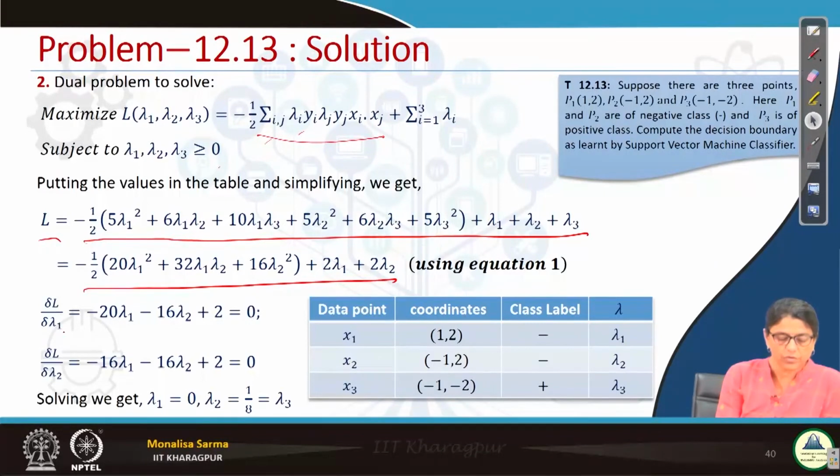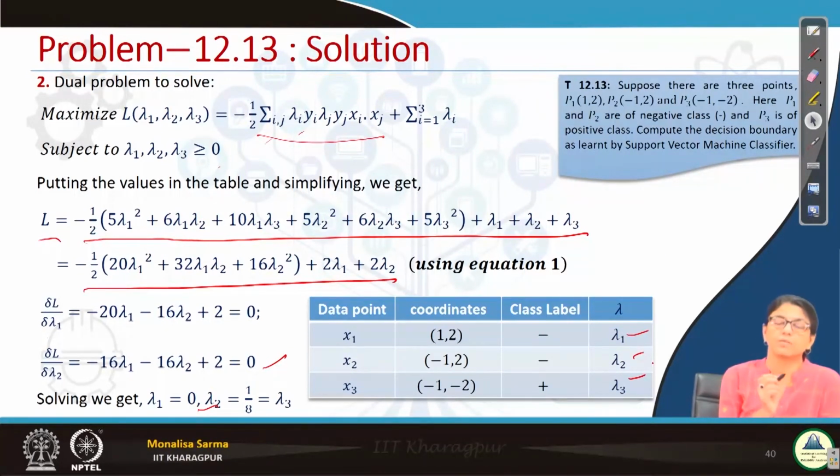Now I found the constraint: differentiation of L by del of lambda 1 and by del of lambda 2. We found these different values. So solving, we got the lambda values. Lambda 1 is 0, lambda 2 is 1 by 8, and lambda 3 is also 1 by 8. So I got the values of lambda 1, lambda 2 and lambda 3.